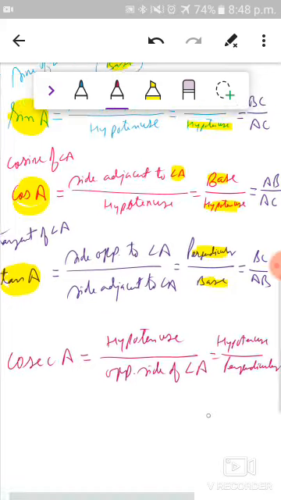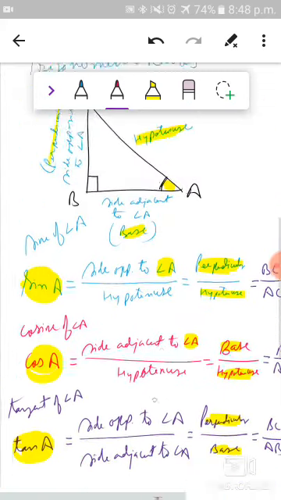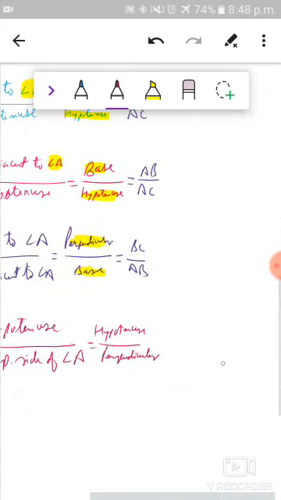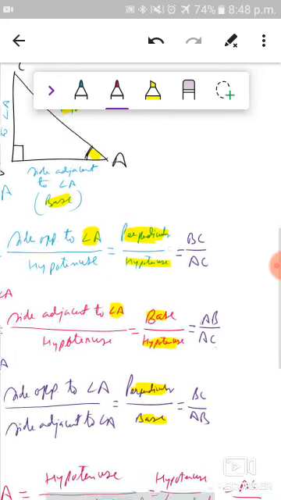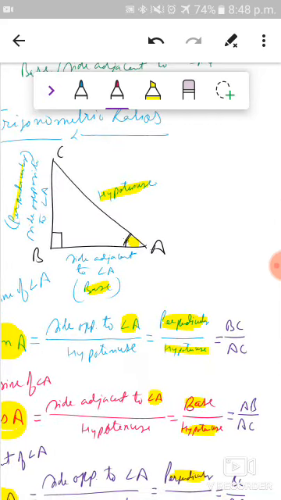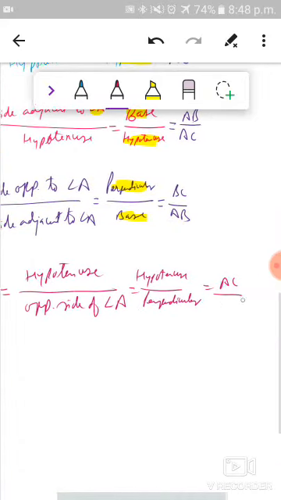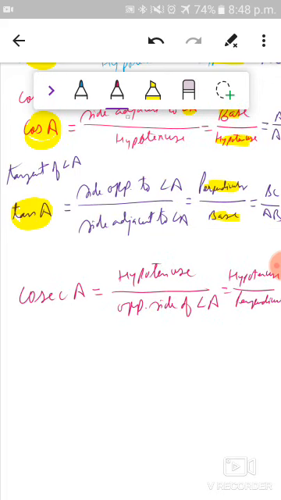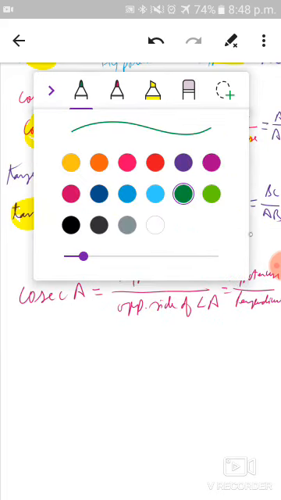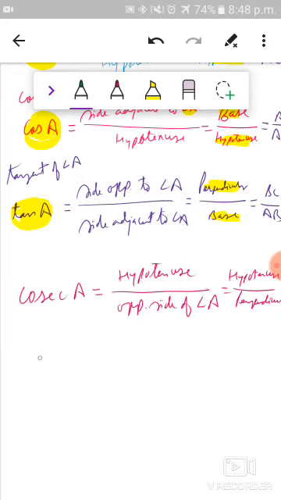Okay, so if I want to write the value, the hypotenuse is AC and perpendicular means the side opposite to angle A, that is BC, right? Then we can write secant, or sec A.